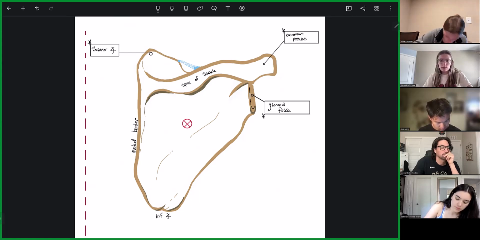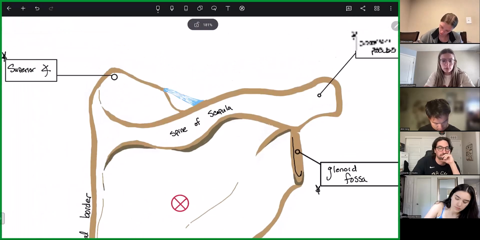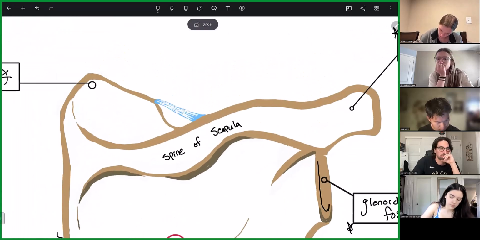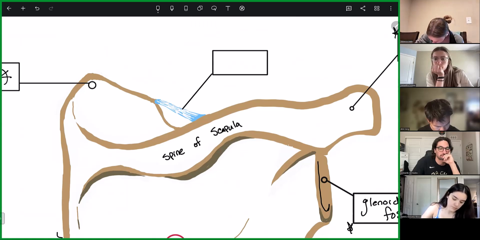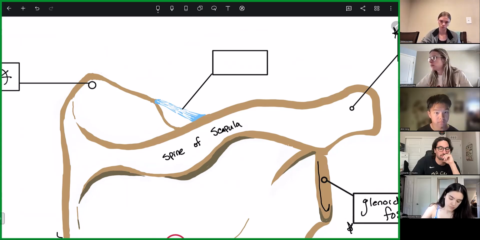There are a couple more things, and we saw this not as a drawing but on the cadaver. What is this particular image, Samantha? Or this little structure I just pointed to?